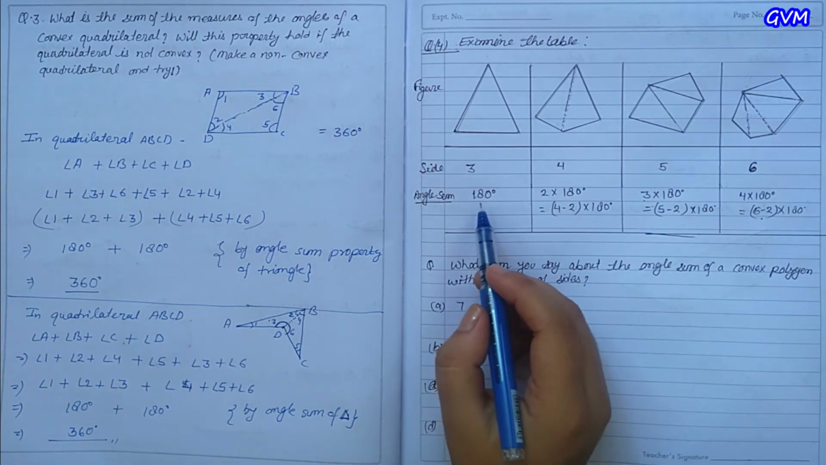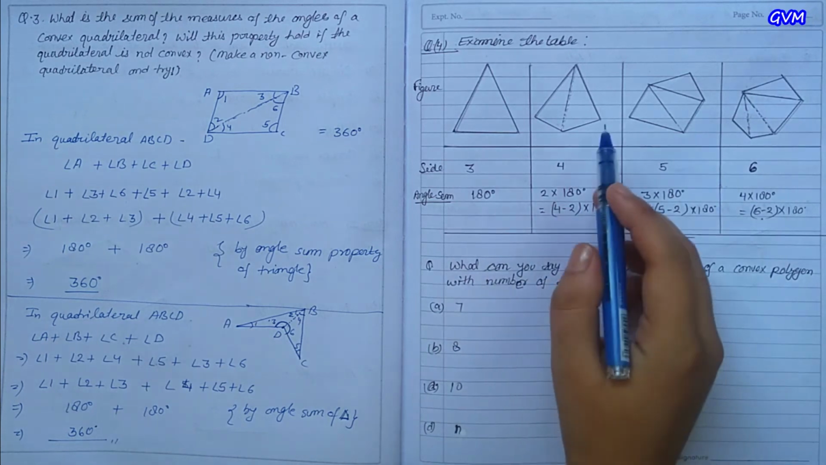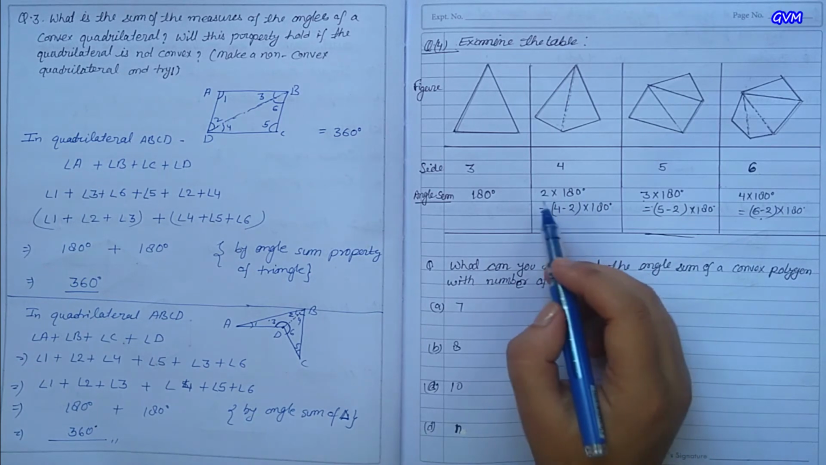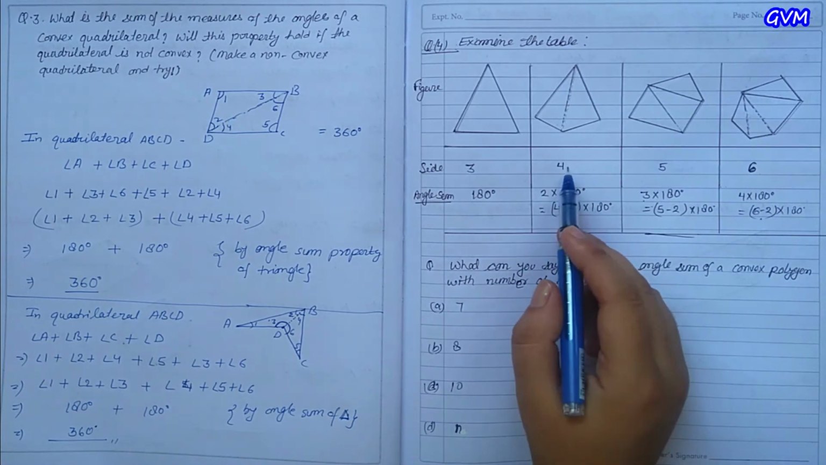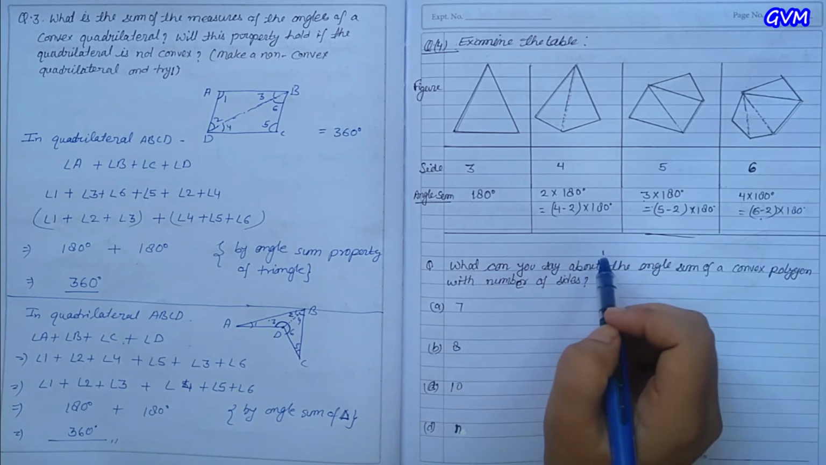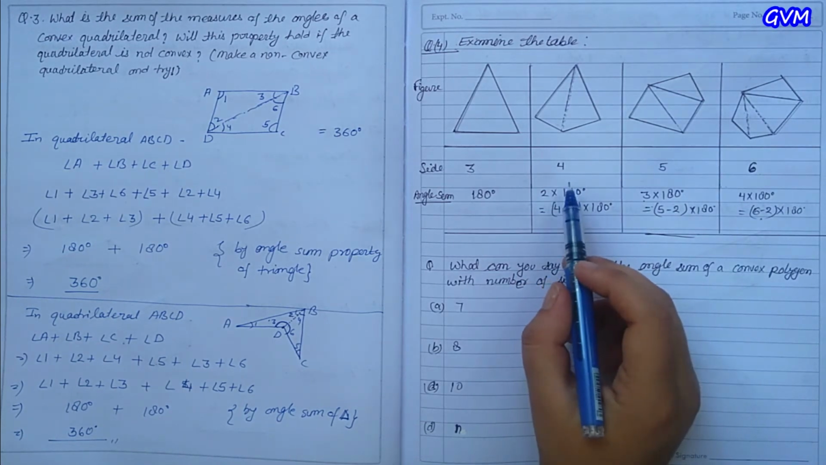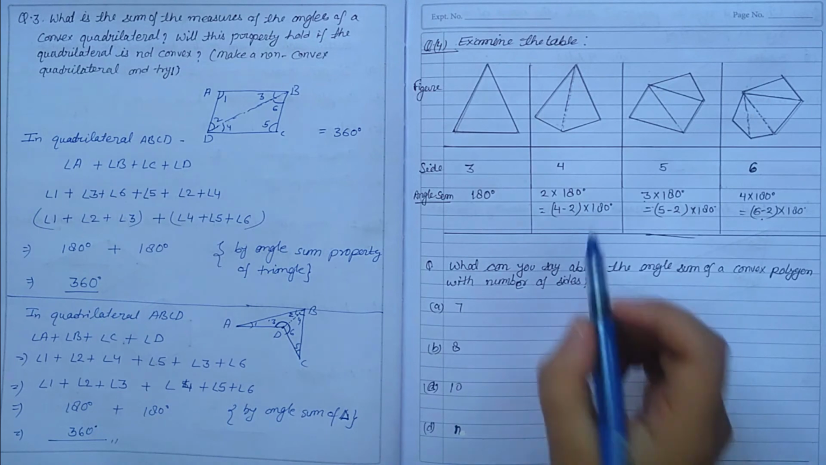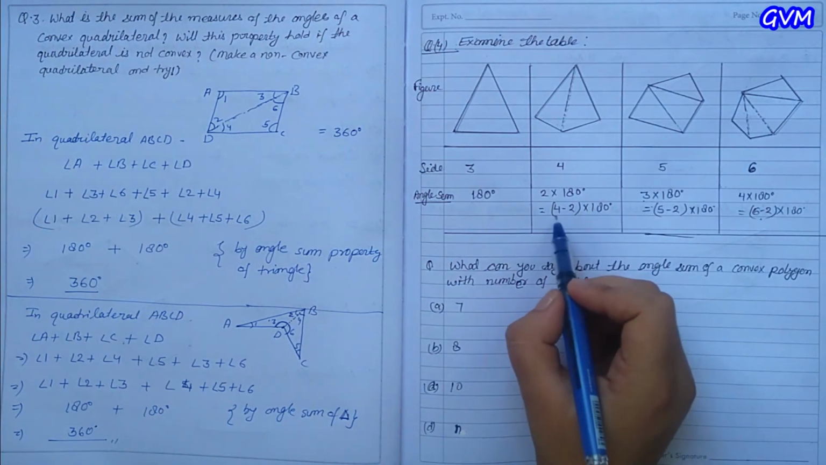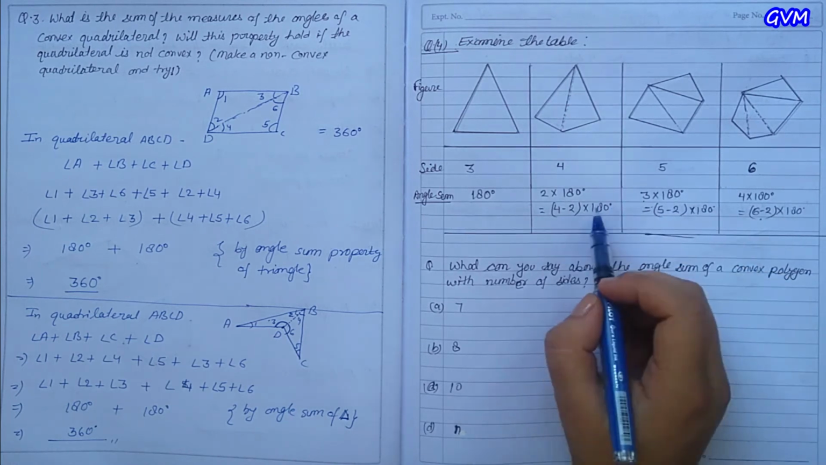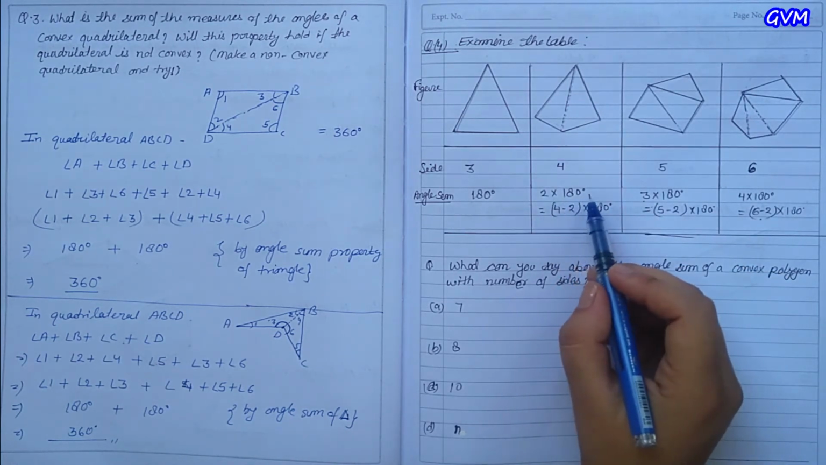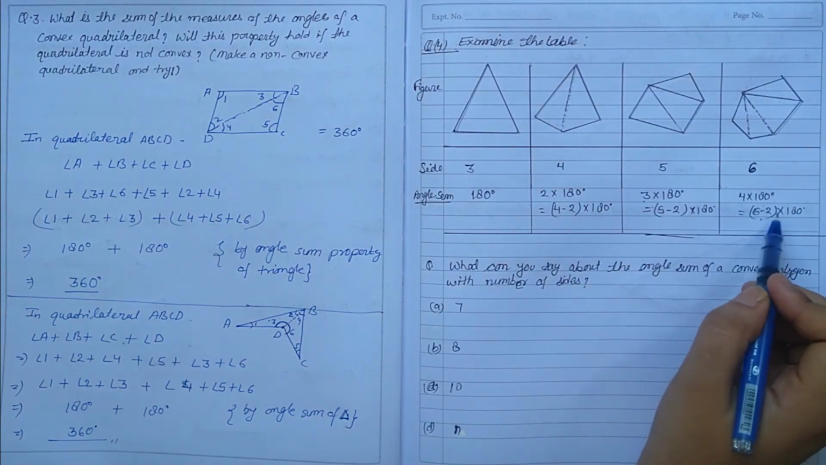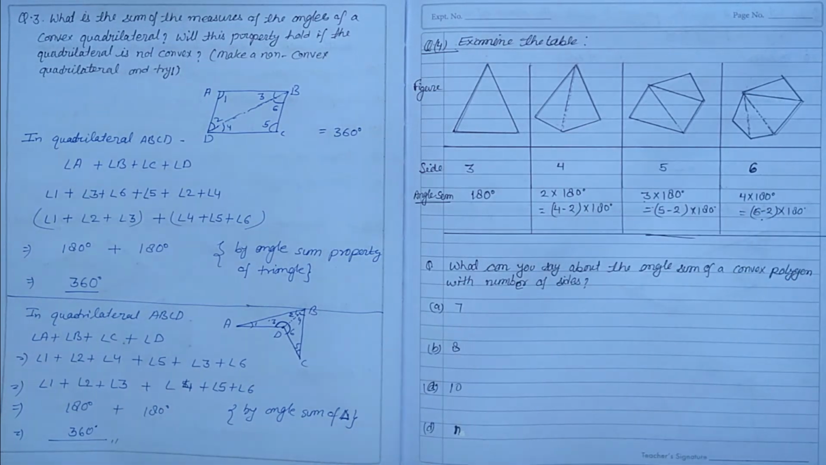In a triangle the angle sum is 180 degrees. The angle sum of a quadrilateral is 2 into 180. That is how this came, 4 minus 2 into 180 degrees, as we have discussed the formula to find the angle sum of any polygon. So n minus 2 into 180, where n is the number of sides, so 4 minus 2 into 180. That is how it becomes 2 into 180, that is 360. In 5, it is 5 minus 2 into 180, and for 6, 6 minus 2 into 180, that is 4 into 180.